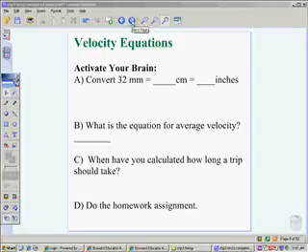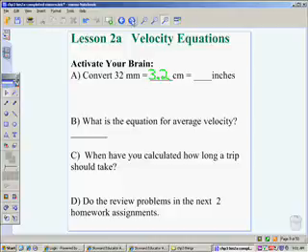For part A, 32 millimeters is going to be 3.2 centimeters, which is 1.26 inches. That was from chapter 2. Part B, what's the equation for average velocity? This is from the previous lesson, and the equation is v-bar equals delta x over t. Remember that the bar refers to average, and the triangle in front of the x is the delta, which is a change in location, otherwise known as displacement.